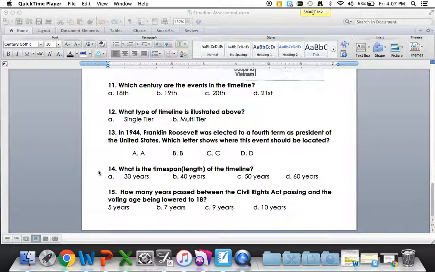14. What is the time span length of the timeline? A, 30 years. B, 40 years. C, 50 years. D, 60 years. Question 15. How many years has passed between the Civil Rights Act passing and the voting age being lowered to 18? A, 5 years. B, 7 years. C, 9 years. D, 10 years.